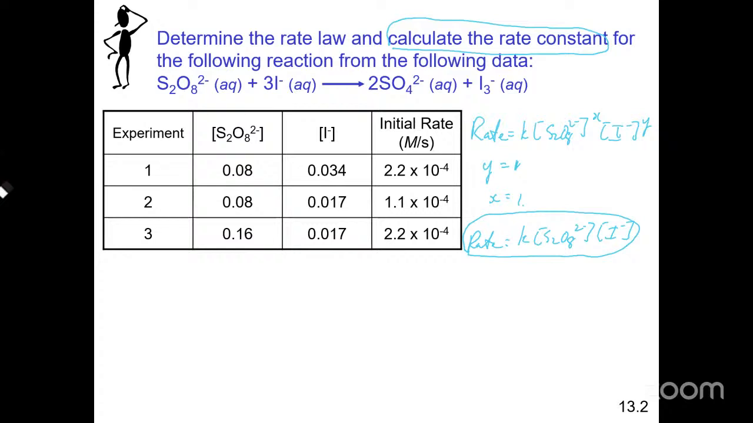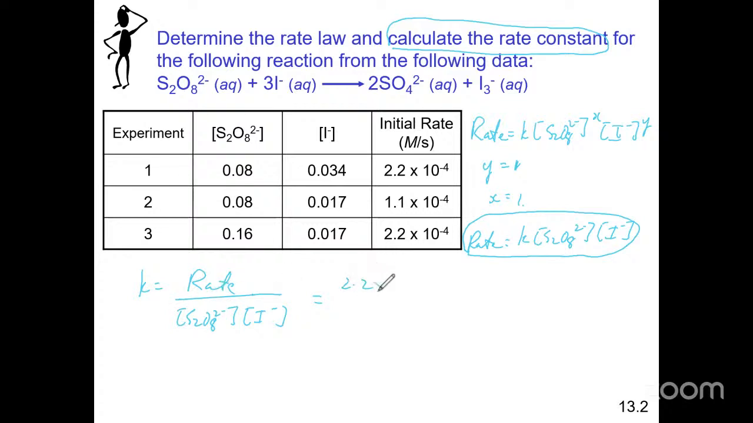Okay, so as she correctly said, K is equal to rate divided by the concentration of S2O8 2-, times the concentration of I-. And then what do we do with that? Anybody? We can plug in any of the rows, any set of data that you can plug in here. I'm just going to choose the first one.